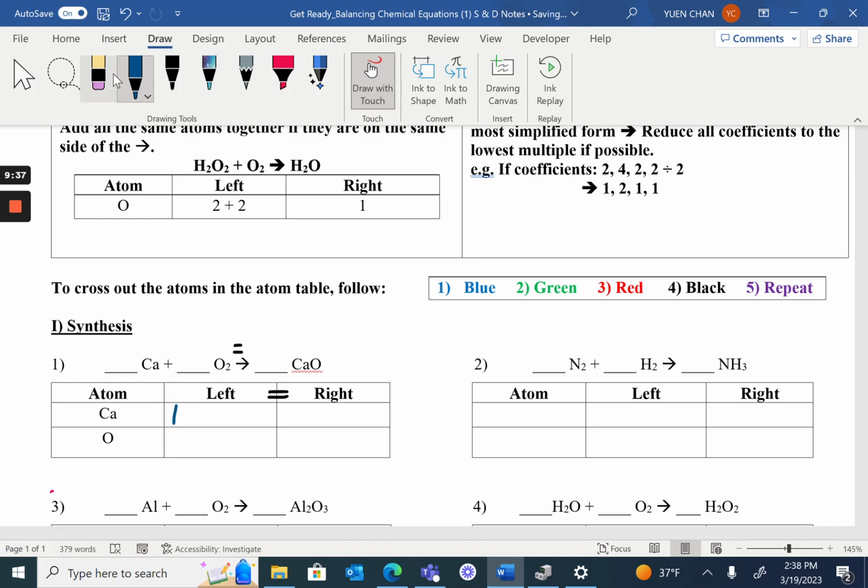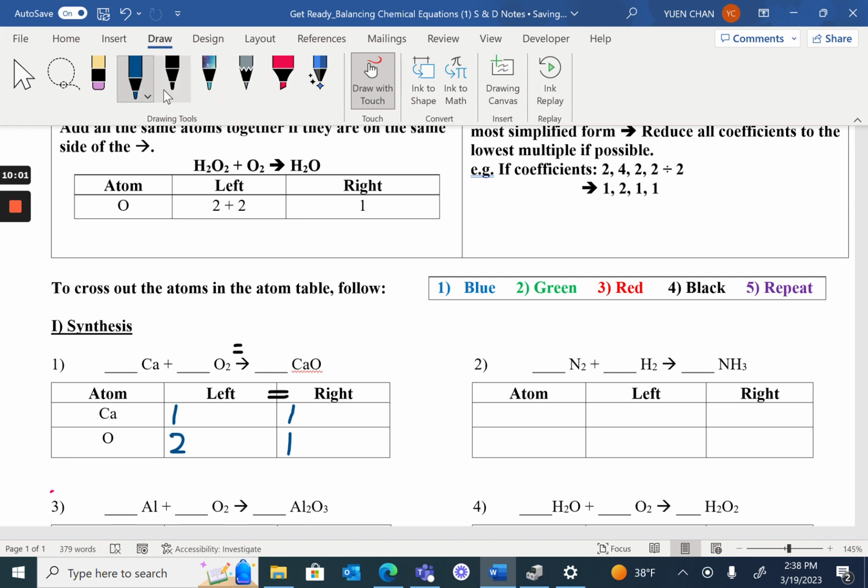All right, and then on the left hand side, I got 2 oxygen. On the right hand side of the arrow, I got 1 Ca, and then I got 1 oxygen. So you want to look it up. Ca, they both have 1 and 1 on left and right. So Ca is balanced. But O is not balanced because O is like 2 and 1. So how are you going to start it?